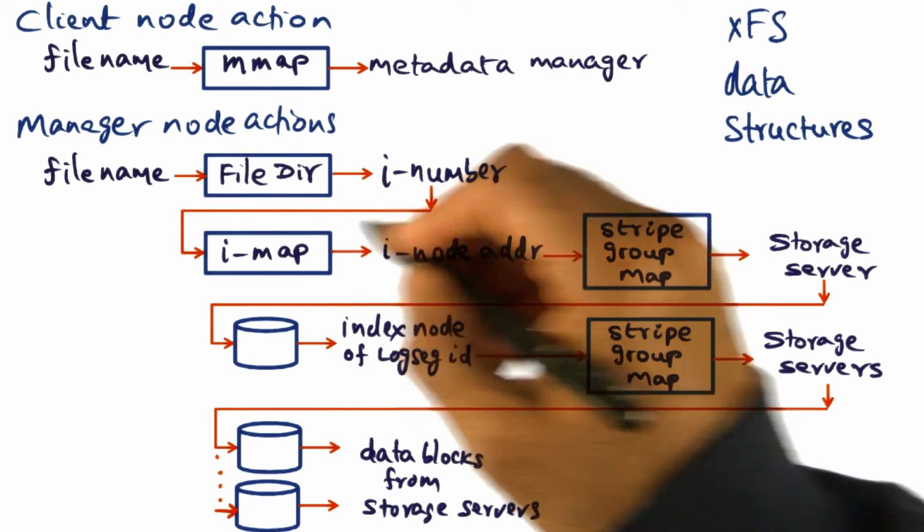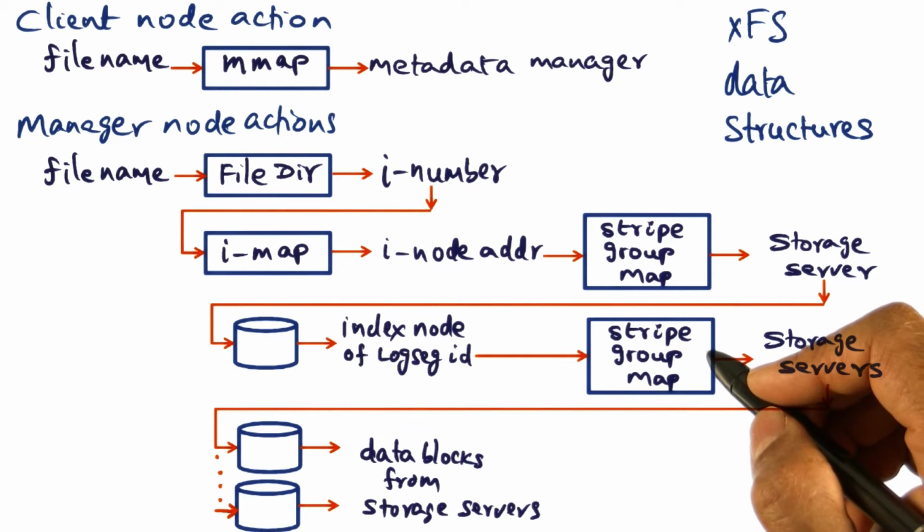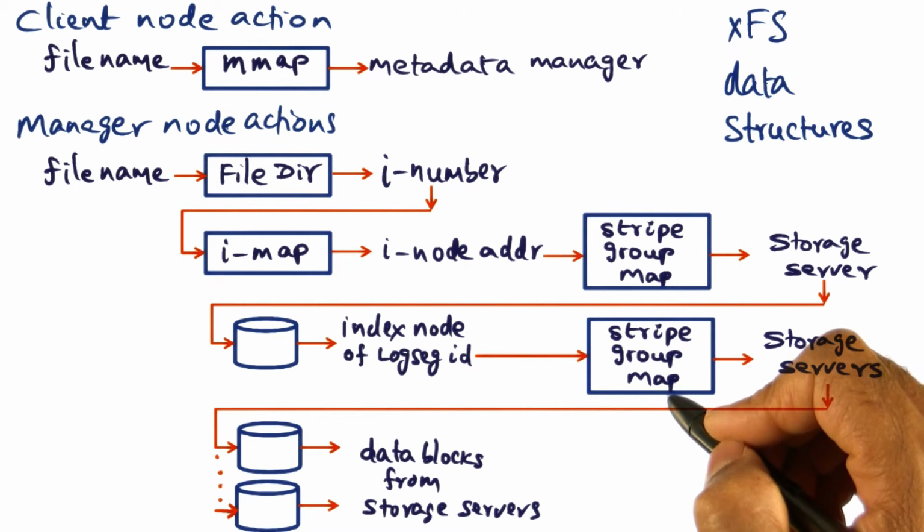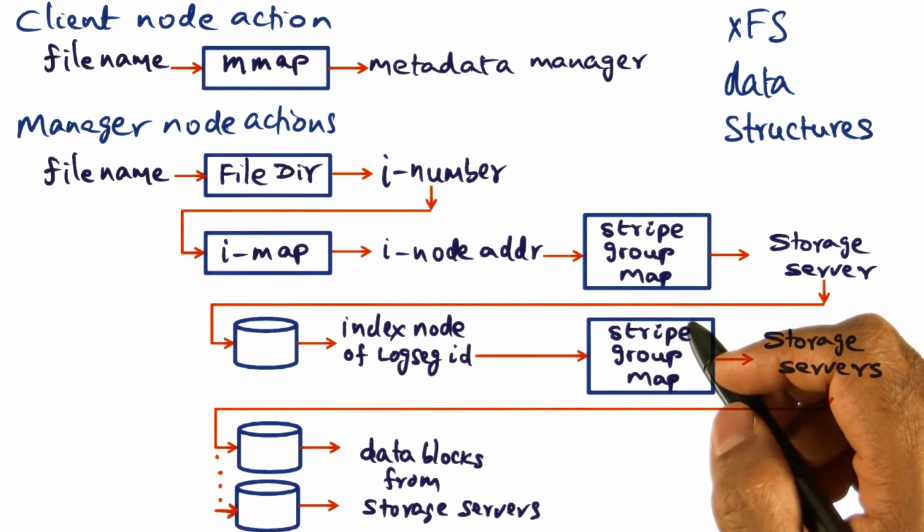Now this sounds like a lot of work being done. Fortunately, caching helps in making sure that this long path is not taken for every file access. We will see that in terms of how reads and writes happen in the XFS file system.